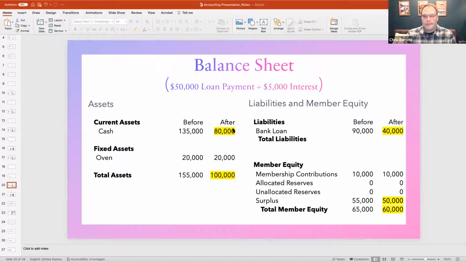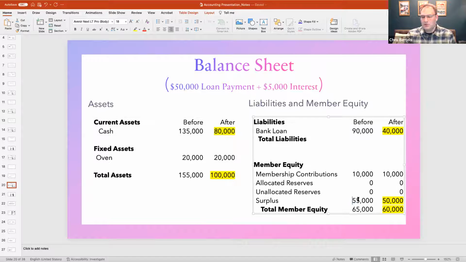Okay, so how does that transaction impact the balance sheet? You had $135,000 before. You paid 55,000 in cash to the bank, so now you only have 80,000. The bank loan went from 90,000 to 40,000 because you paid $50,000 of principal. So now you only owe 40,000 to the bank.